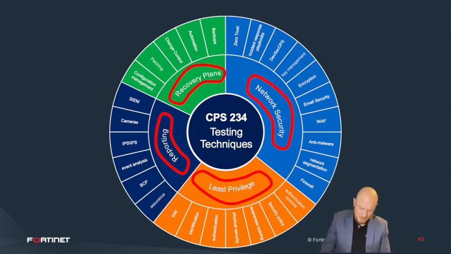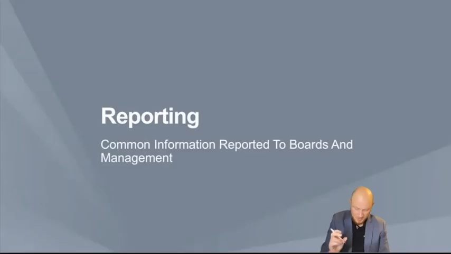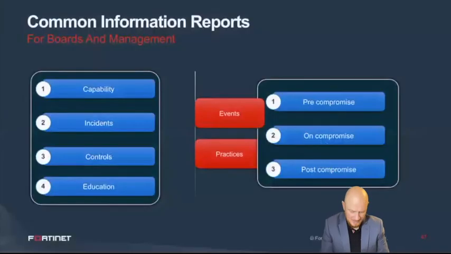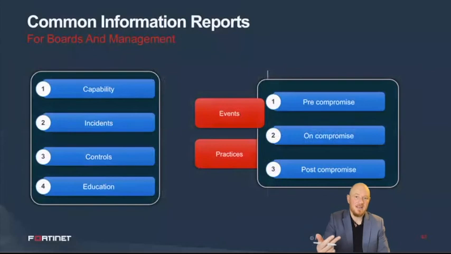So when it comes to reporting, what are some of the common information reports that a board of directors can use? In here, they broke it down into things such as the capability. And for the capability, they're going to talk about things such as the strategy, the situation awareness, the capability assessment, and also identifying the capability gaps and status for remediation of activities.